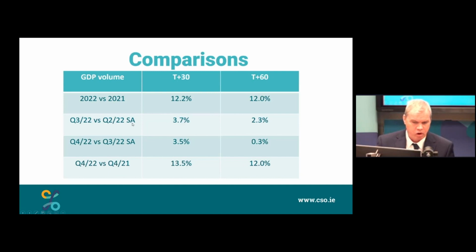Then the Q4 2022, the latest quarter versus the Q3, we would have predicted 3.5%. That's come down to 0.3%. So there's a bit of a drop there, and it's primarily due to information coming in on the expenditure side that we would not have had at the time. Q4 22 over Q4 21, which is the non-seasonally adjusted estimate, is 13.5%. We would have come out with that back in January, and that's now 12%. So that just gives you a feel for some of the comparisons there on the T plus 60.